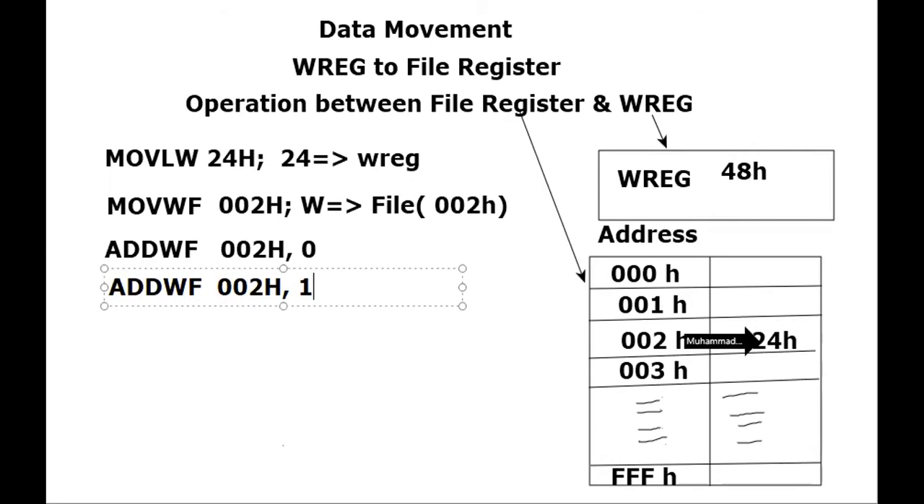That's quite easy. So 48 hex and 24 hex both will get added. In hexadecimal, the result will be 4 plus 8 is C, and 4 plus 2 is 6. So 6C will be the result, and that will be updated in this location. So the result will become 6C. I hope this point is clear to everyone. And we're going to see the same things in MPLAB as well, so let's go to the MPLAB environment.